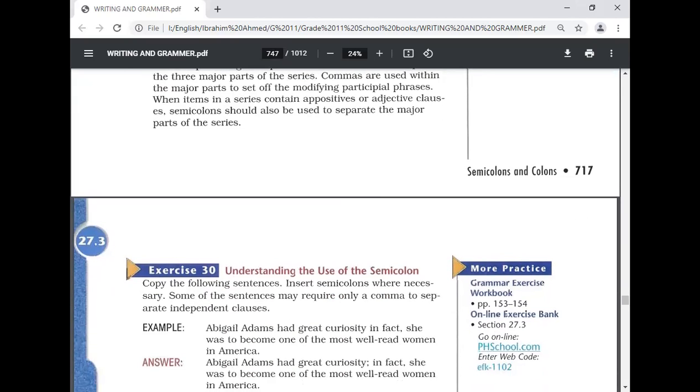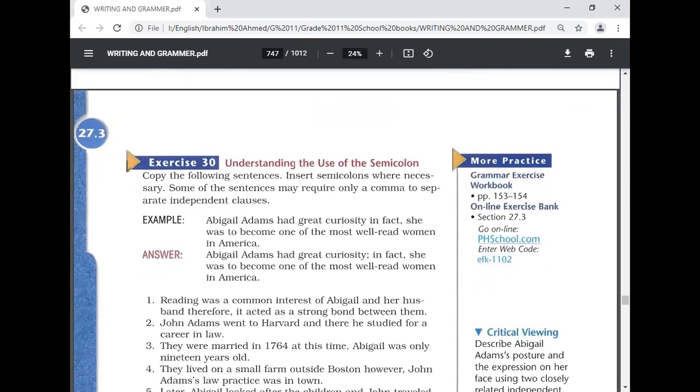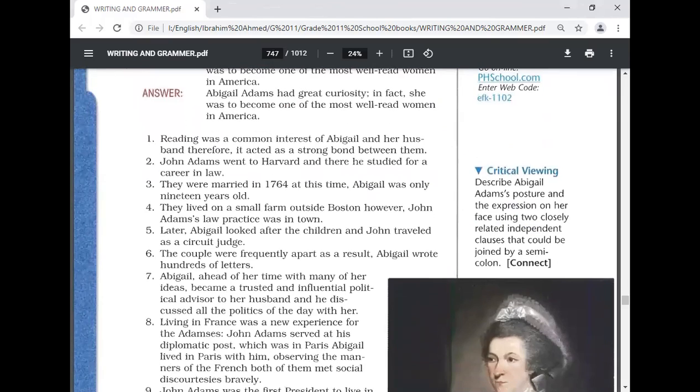Exercise 30, we're going to do number 1, 2, and 3. If we look at the example, here is the question: insert semicolons where necessary. Some of the sentences may require only a comma to separate independent clauses. Look at the example. Abigail Adams had great curiosity. In fact, she was to become one of the most well-read women in America. Here, after Abigail Adams had great curiosity, we put the semicolon before the transitional expression in fact and complete the sentence.